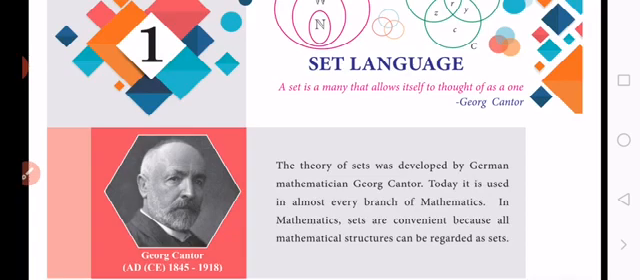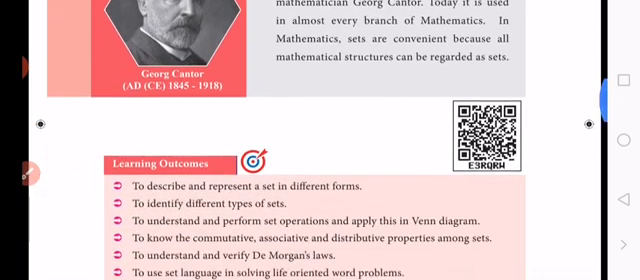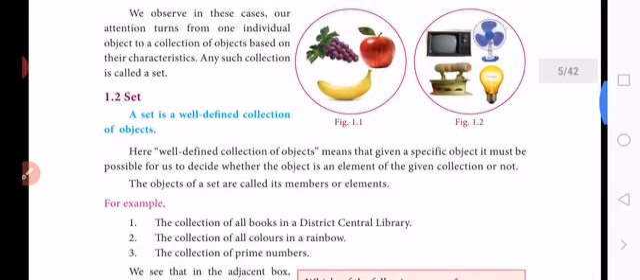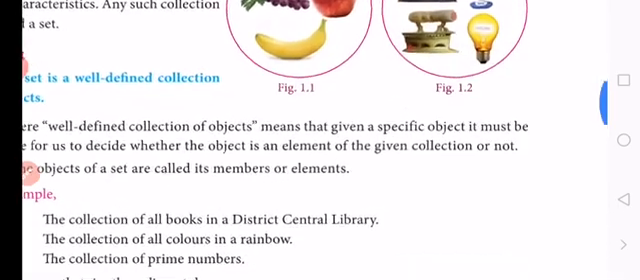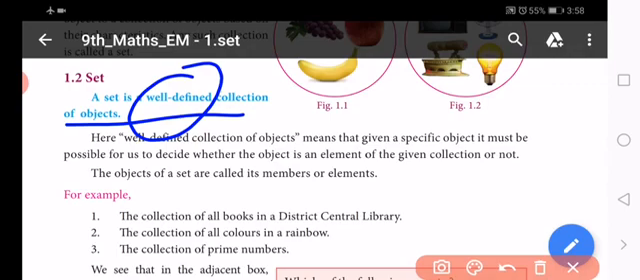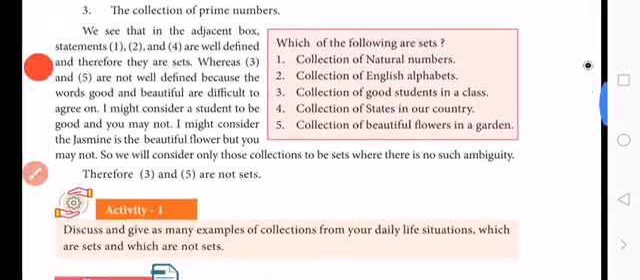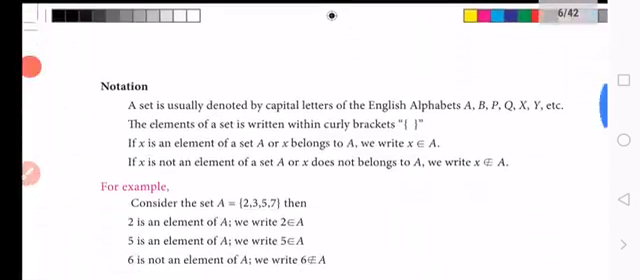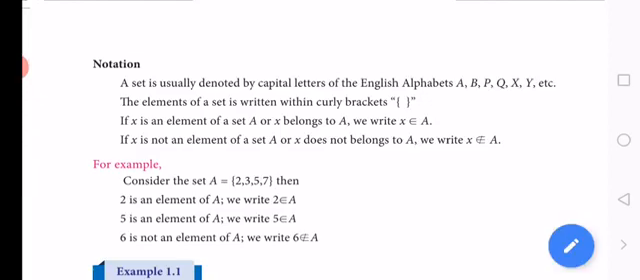So first, what is a set? What is the definition of a set? A set is a well-defined collection of objects. We will give more and more explanation about the word well-defined. So I know you are not confused.